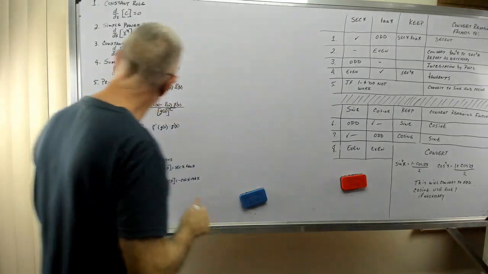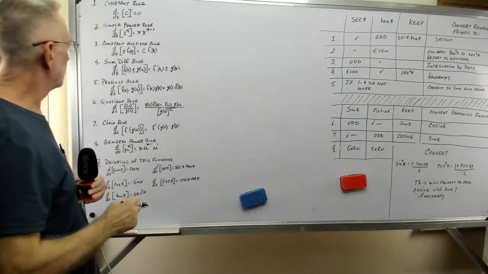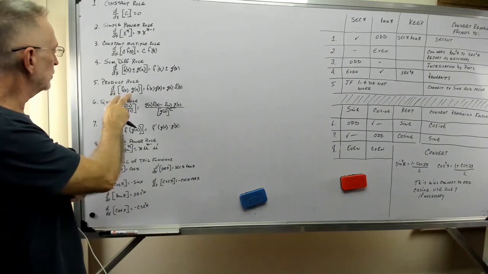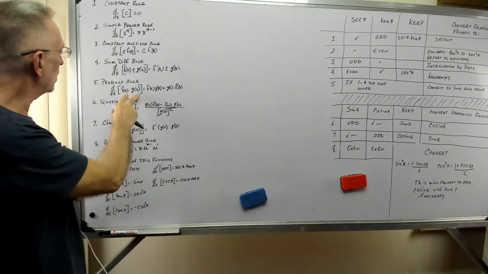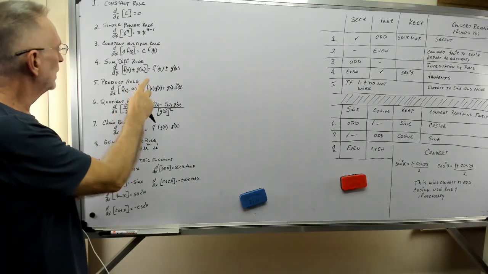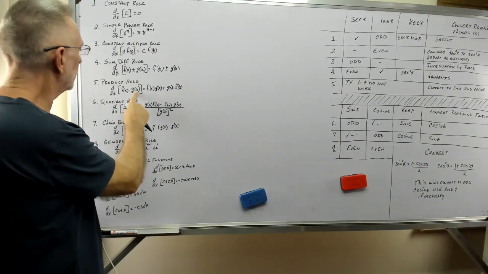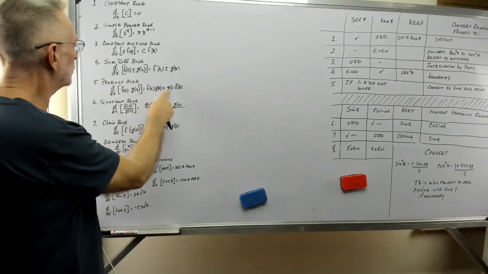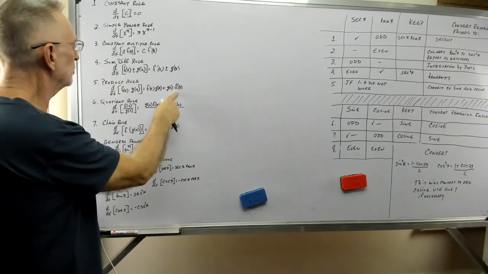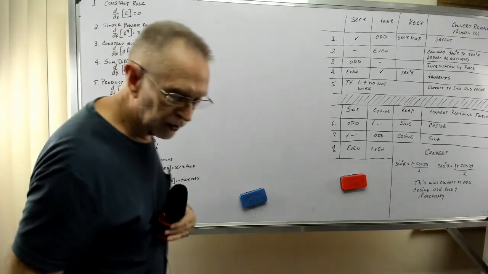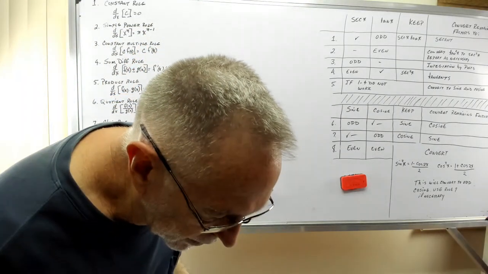All right. Number 5, the product rule. It says that the derivative of the product of two functions is the first function times the derivative of the second one plus the second function times the derivative of the first one. Okay, what example do I have here?